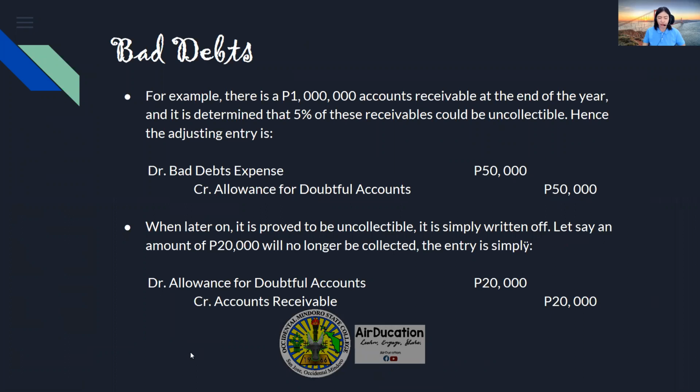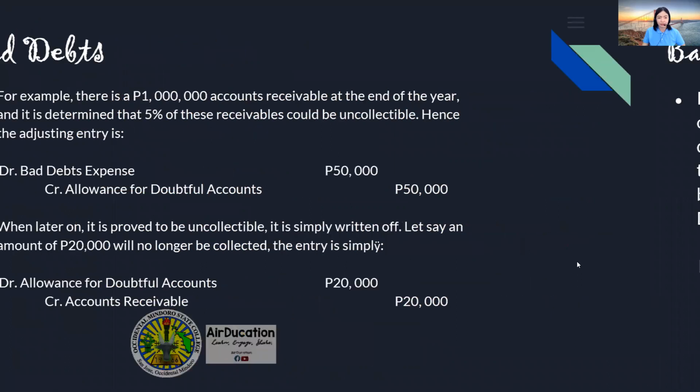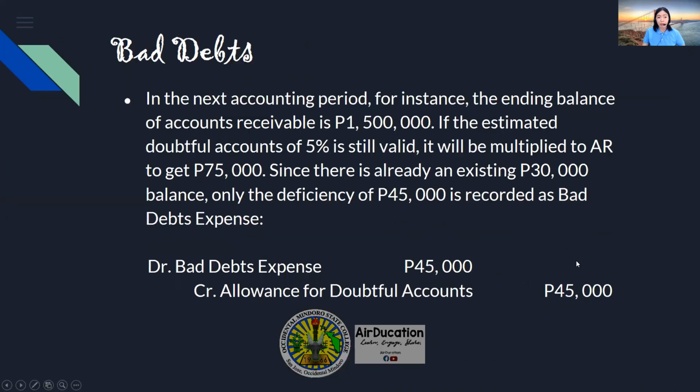Okay? So, ayun. Again, the first thing to record, how much is the expense for bad debts? The possible expense for that. So, out of 50,000, napatunayan na yung 20,000 doon hindi makokolekta. So, meaning yung balance na 30,000, doubtful pa rin siya. Kasi 20,000 lang naman yung nabayaran. Okay? Yung siguradong hindi mababayaran. However, in the next accounting period, for instance, the ending balance of accounts receivable is 1,500,000.